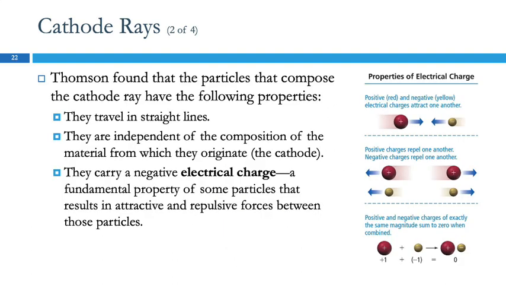He did some other experiments that I'll spare you the details of. And he found that the particles of that cathode ray have these properties. They travel in straight lines. They are independent of the composition of the cathode. You can make the cathode out of different materials, and the particles behave exactly the same way. And they carry a negative electrical charge.